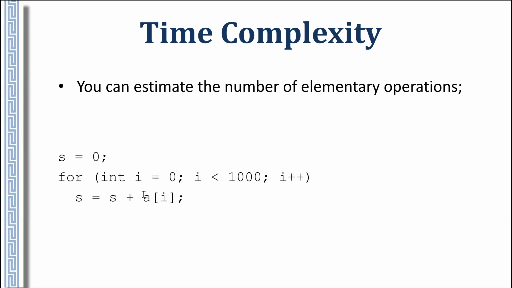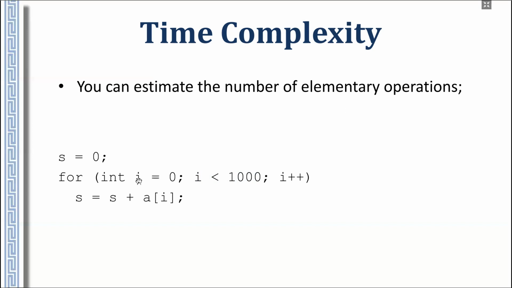First, we can say maybe it is 1000 because we have 1000 steps of the for loop. But in fact, in each step, we have an assignment, a plus, and looking up an element of the array. Maybe it is 3000. But also in each step of the for loop, you have i++. You also check whether i is less than 1000. So maybe in total there are 5000 elementary operations.